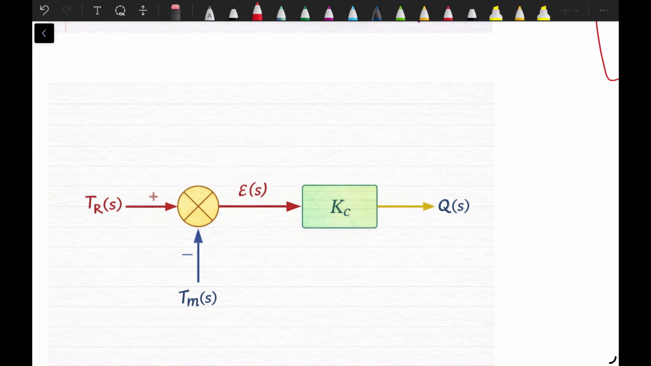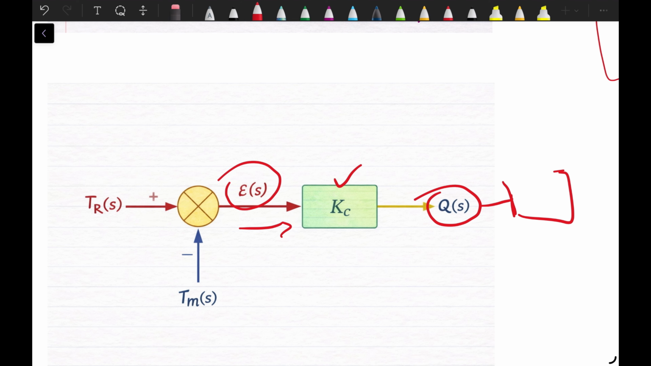So here the error signal E of S enters into the controller. The controller multiplies this error by the gain Kc and produces an output. That's called Q of S, which acts on the process. Okay, so the block diagram represents simply error and then controller and then output. That's what we have developed till now.